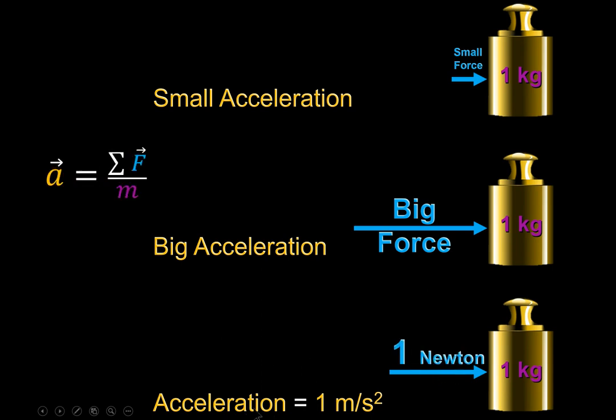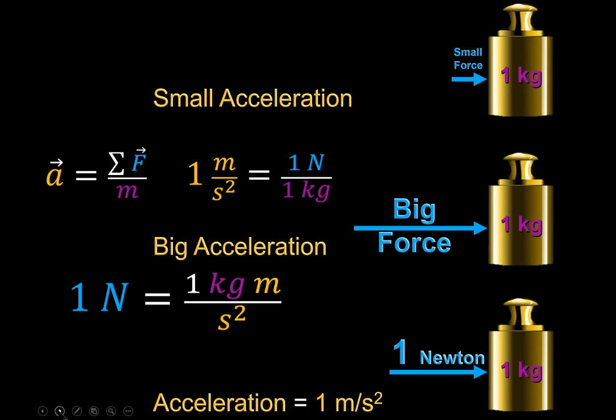So if you have 1 meter per second squared of acceleration, you are putting a force of 1 Newton on that 1 kilogram, which makes sense if you put it into your equation. 1 meter per second squared equals 1 Newton divided by 1 kilogram. It gives you that. Because, remember, Newton is just a combination of kilograms meters per second squared.